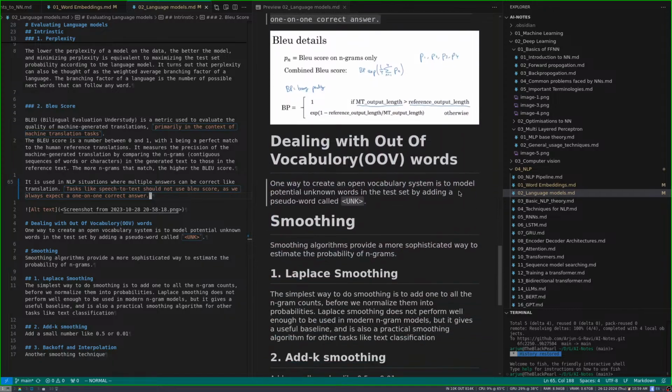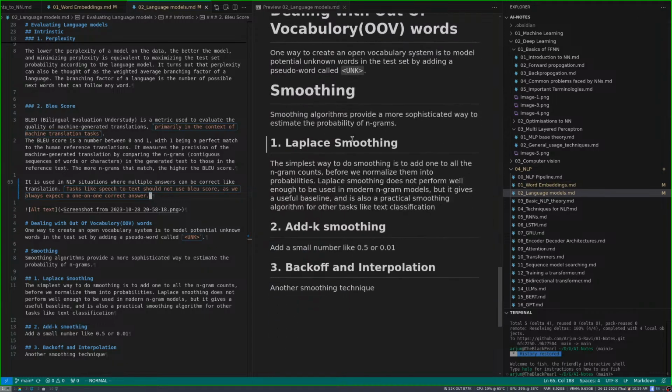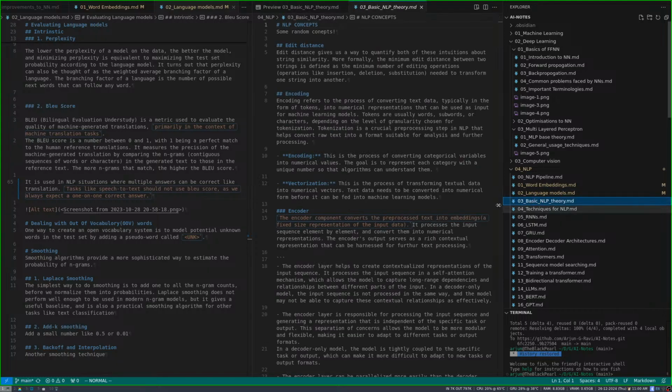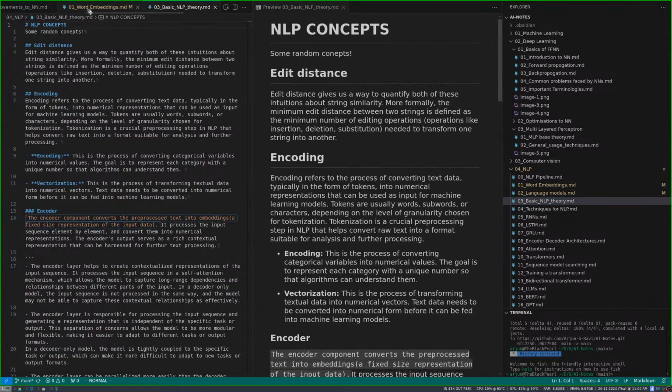Dealing with out of vocabulary. Smoothing: you apply smoothing, add-k smoothing, add small numbers. Backoff, interpolation. Okay. NLP concept, some random concept.